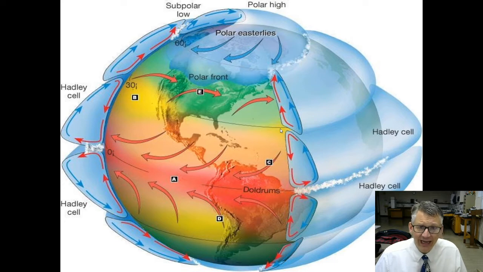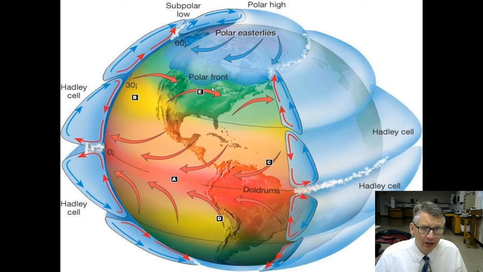As the air sank at 30 degrees, it moved to the north, and as it moved to the north, the Coriolis effect turned it to the right. In this case here, it would be from the west. So from 30 degrees to 60 degrees, these are called the westerlies. So the predominant winds between 30 and 60 are from the west, hence the name westerlies.